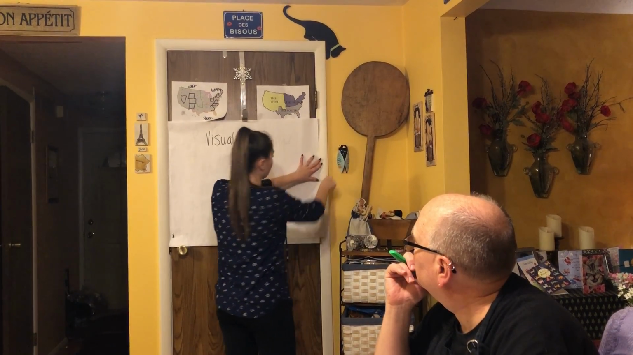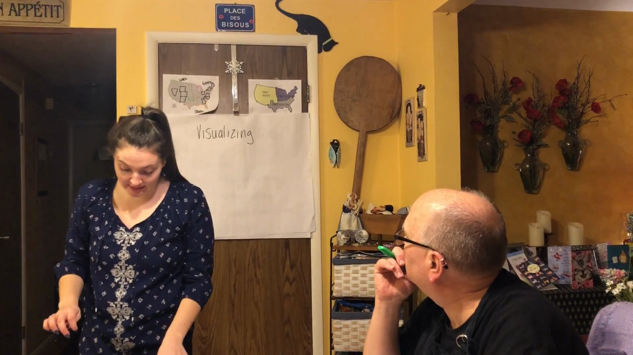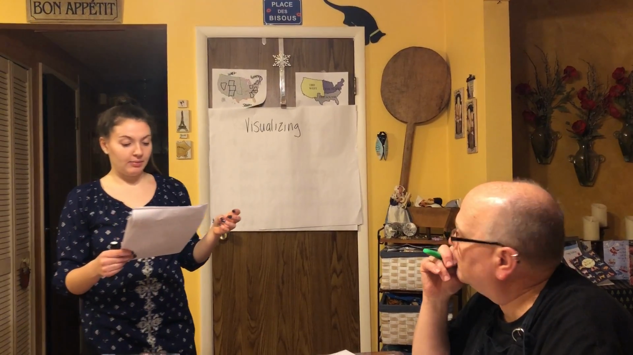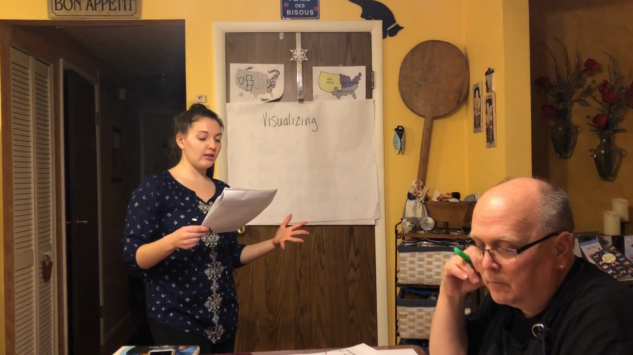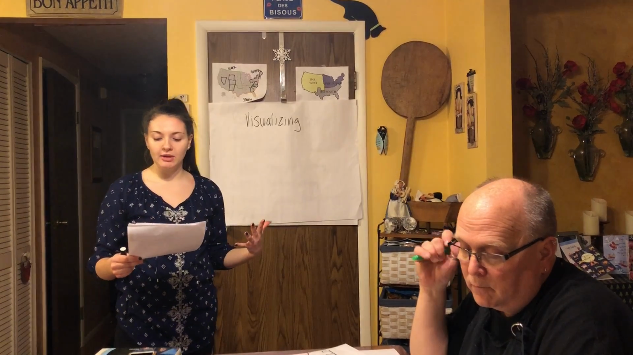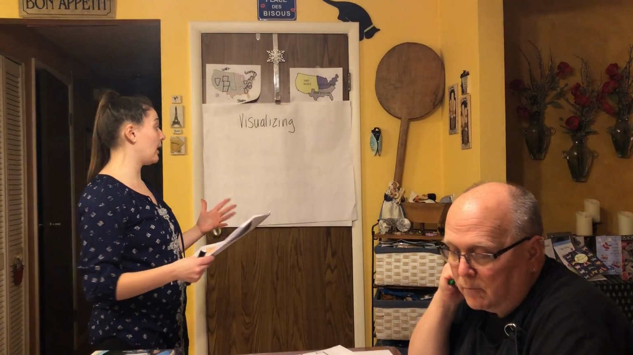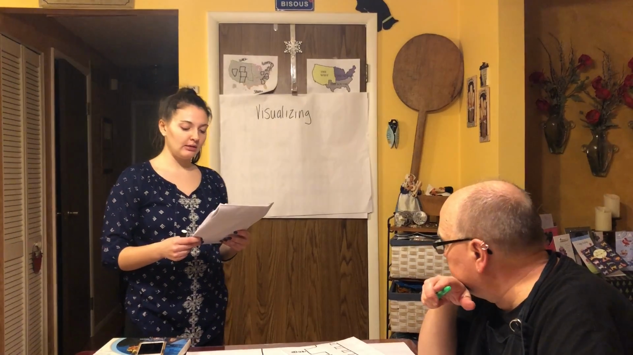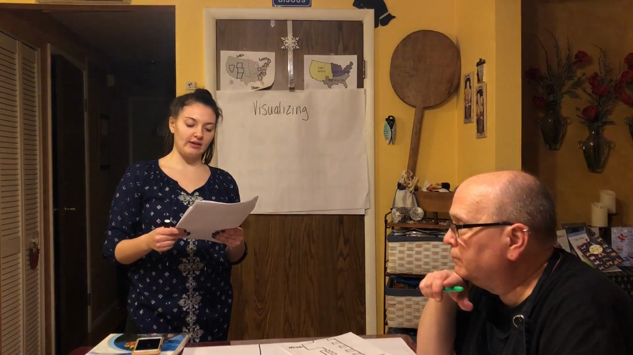So this strategy, remember, is called visualizing. So, like I said, it looks like a comic strip. So, for this chapter, we talked a lot about the physical environment and the economy of each region. So I need to make sure that these pictures really represent this information. So, I first need to choose a region. So, let's do the West.